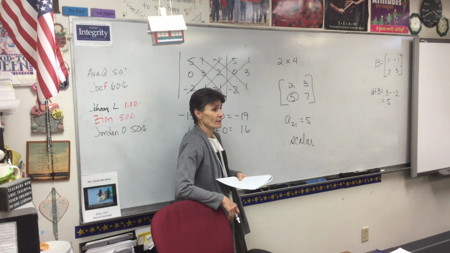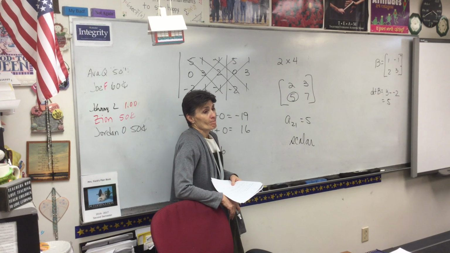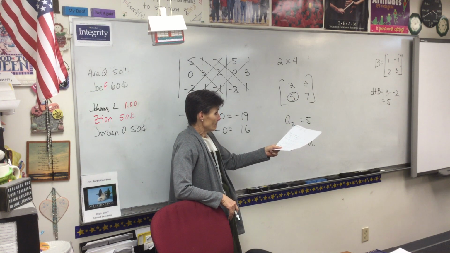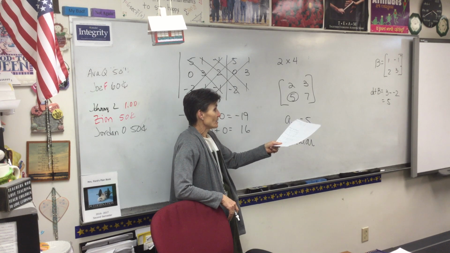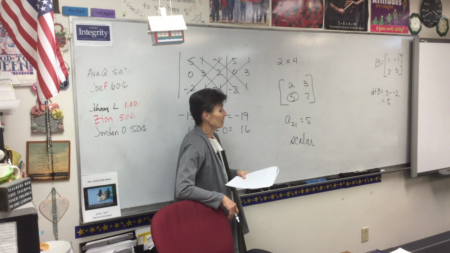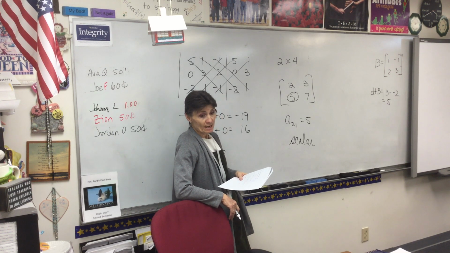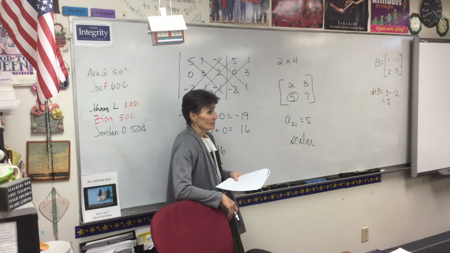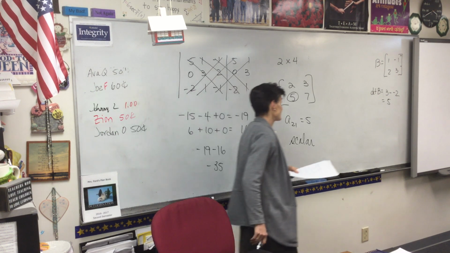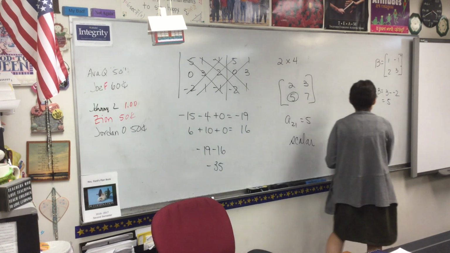What's a square matrix? The dimensions are the same. Okay, so it has the same number of rows as columns. A square matrix is a matrix that has the same number of rows as columns.